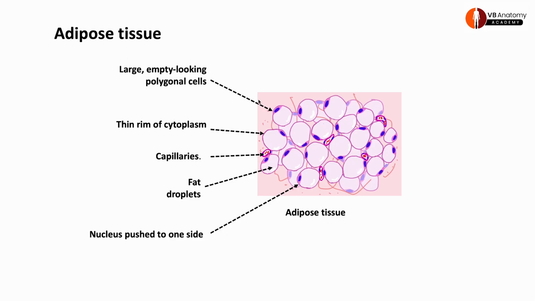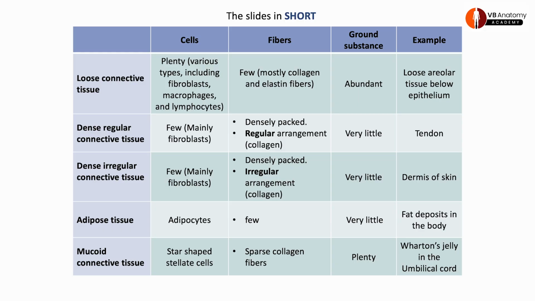See how these are large empty looking cells with a thin rim of cytoplasm at the edge. Fat droplets in the center. Nucleus is flattened and pushed to the periphery. Finally, in this table, you can see that the cells in the adipose tissue are adipocytes. There are few fibers. There is very little ground substance. So what is more? Cells. But they are predominantly adipocyte type of cells.